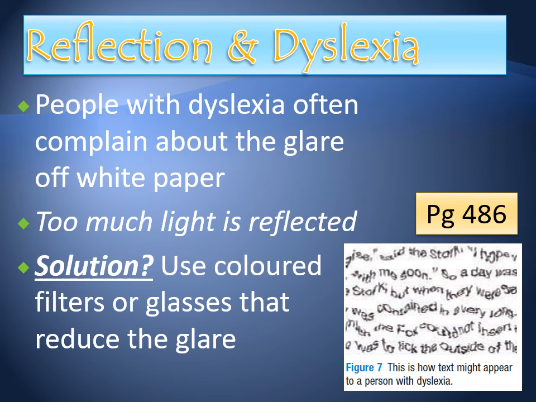People with dyslexia often complain about the glare off of white paper. This is because too much light is actually being reflected. So what ends up happening is the image that their brain perceives is not clear, so it makes it very difficult to read. A solution for this can be using colored filters or glasses that can actually reduce the glare.